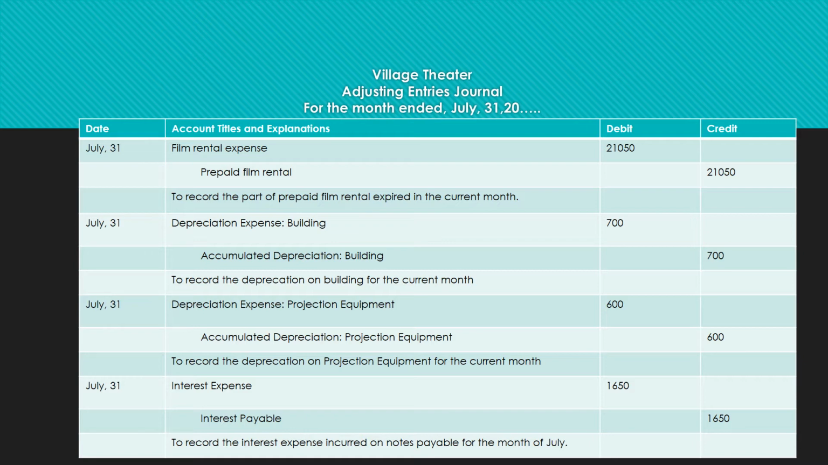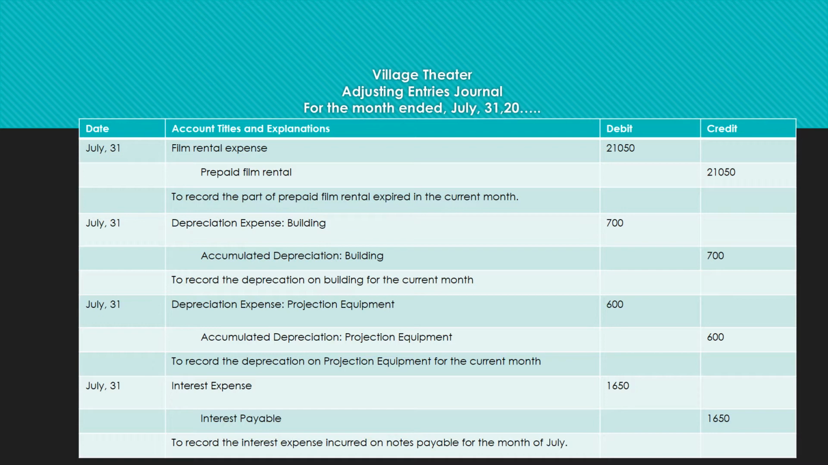Now we will record that entry: date July 31st, depreciation expense building debit 700, accumulated depreciation building credit 700. As we have already discussed, accumulated depreciation is a contra asset account which is shown on the credit side. The explanation will be to record the depreciation on the building for the current month. That's all about adjusting entry B.